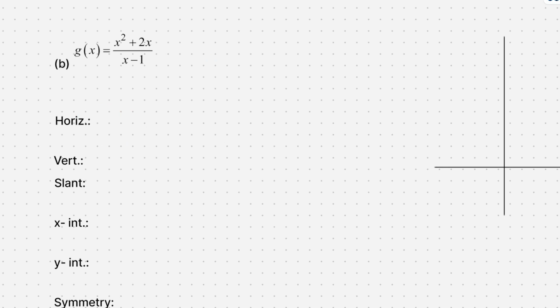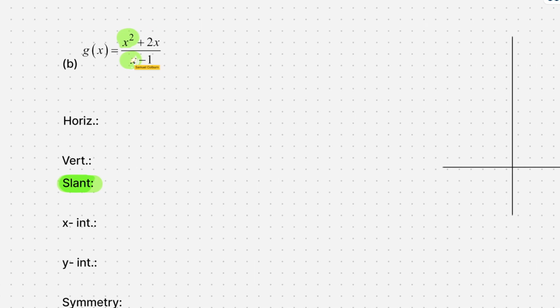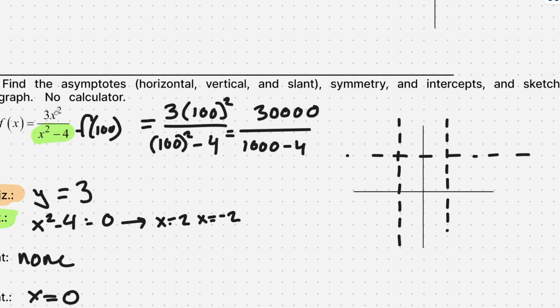This next one, I'm not going to go through this. I think I want to do this one in class too. This is an example of a function that does have a slant asymptote. And you can tell because the highest powered term in the numerator and the denominator are not the same power. So in the last example, we had x squared in the numerator, x squared in the denominator. And so when we plugged in super big numbers, they got big at sort of the same pace. And so the numerator was always about 3 times bigger than the denominator.